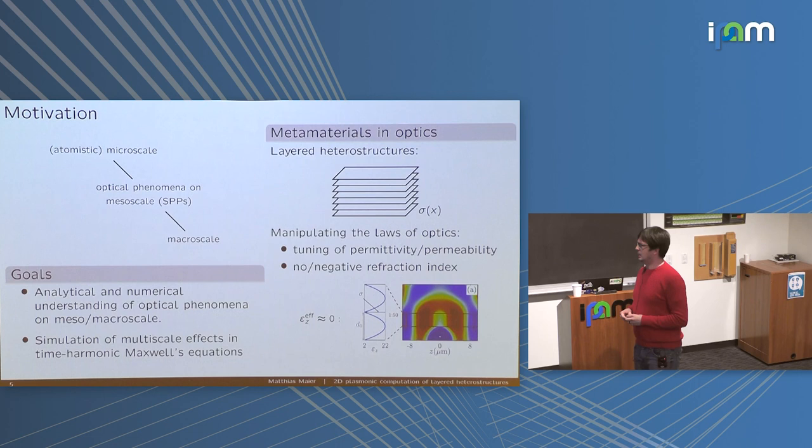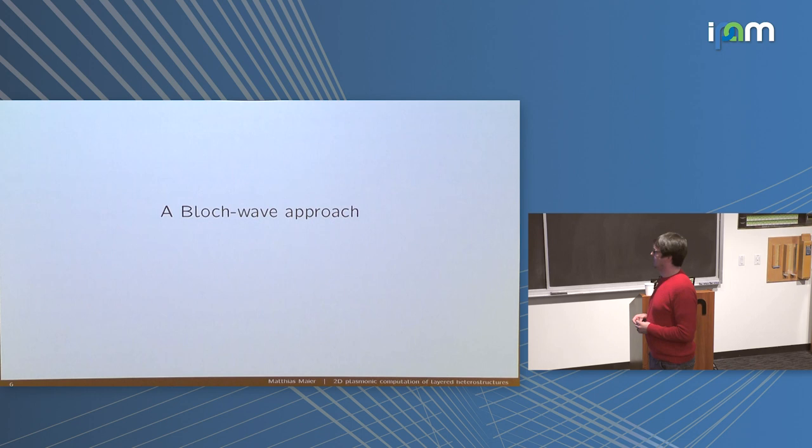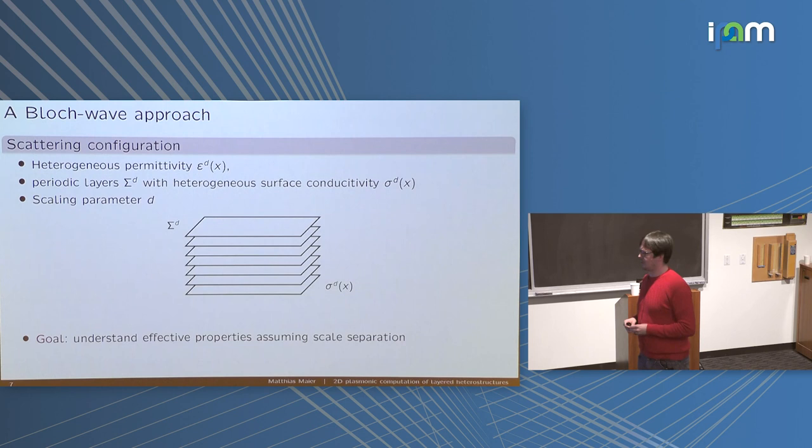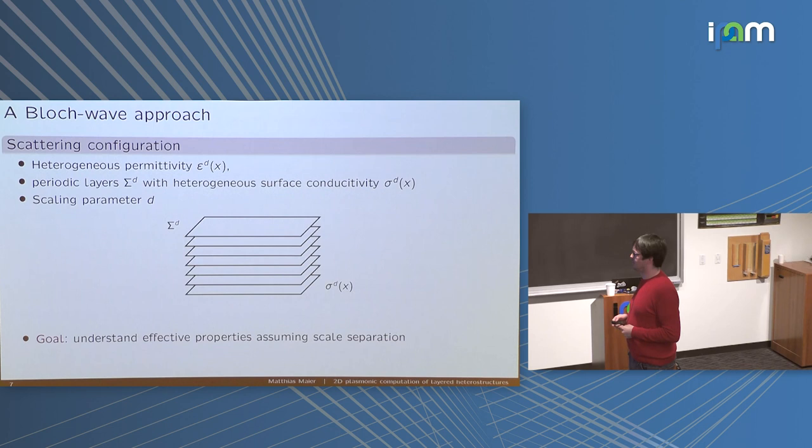What got us started was actually a question we got from our collaborators at Harvard. It was whether we could work on such a simple configuration, just simple infinite sheets, and we assume constant surface conductivity on those sheets, and in between we have a heterogeneous permittivity that just depends on x, and x is the vertical axis. The goal was to understand if there are effective properties in it, assuming a certain scale separation.